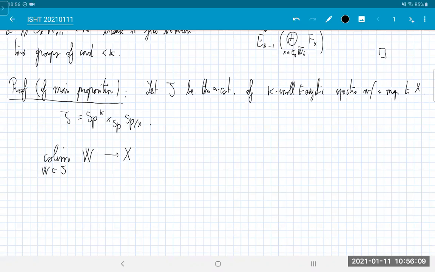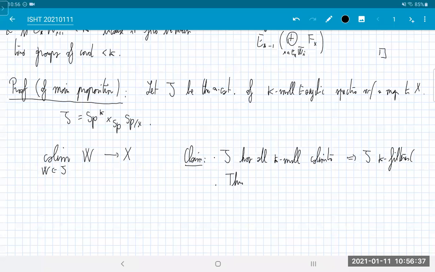And our claim is, well, first of all, claim: J has all kappa small colimits. And that's because kappa small acyclic spectra are closed under kappa small colimits. And so J is kappa filtered. Okay, this claim is easy. And the other claim is this map is an equivalence.